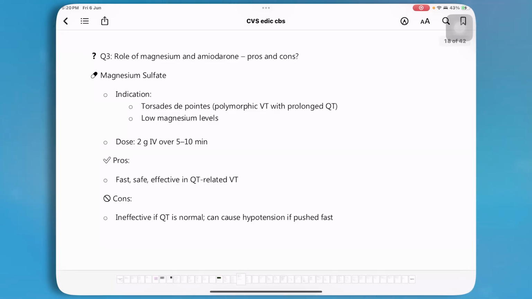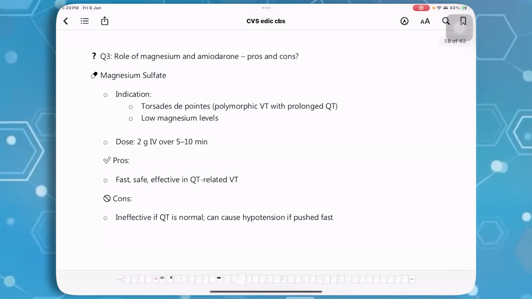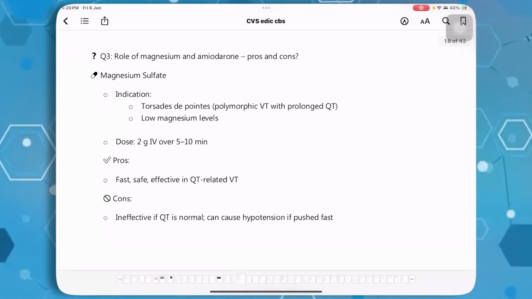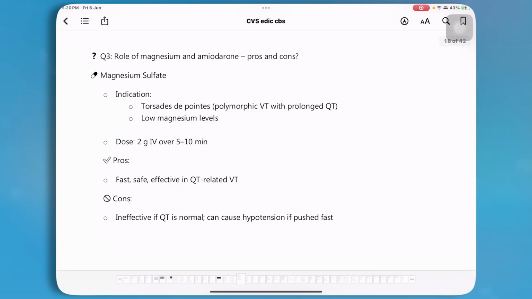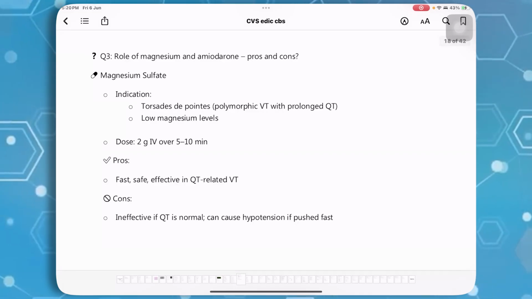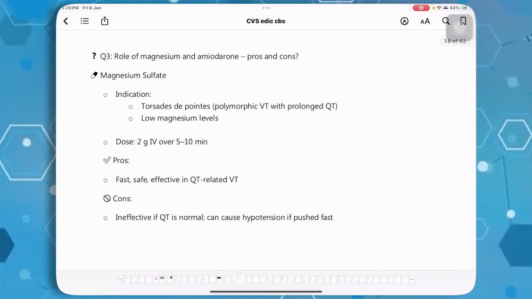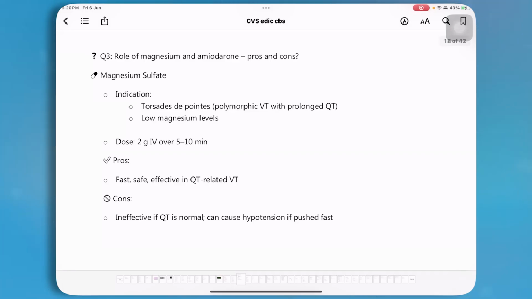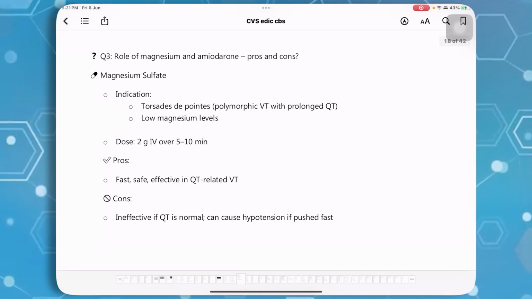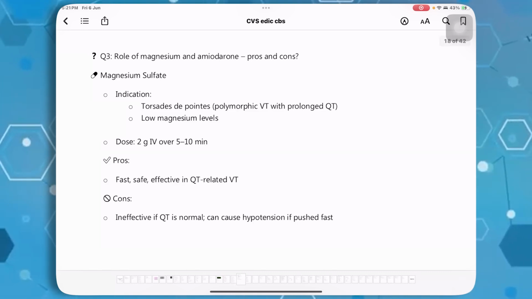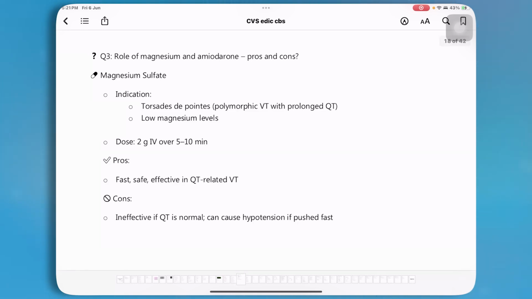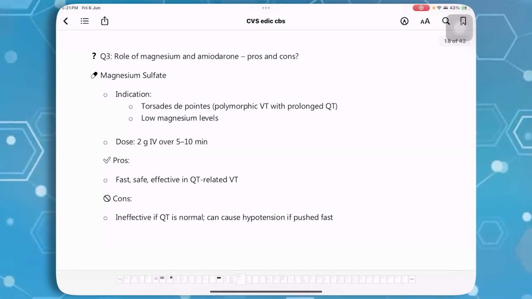What is the dose? It is 2 grams intravenous, undiluted, over 5 to 10 minutes. So you need to give it as a slow bolus so that the arrhythmia can be prevented. But if the patient has torsades de pointes, then you need to give it as an IV bolus, a fast bolus. It is fast, it is safe, and it is effective in prolonged QT-related ventricular tachycardia.